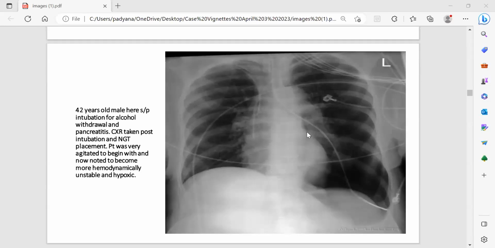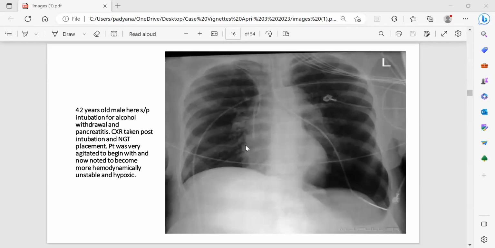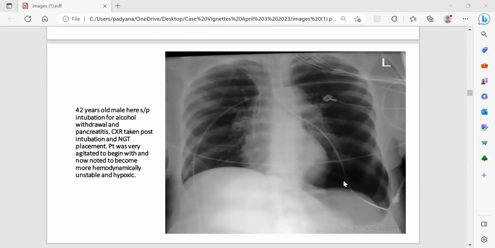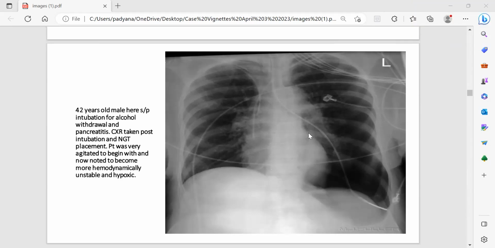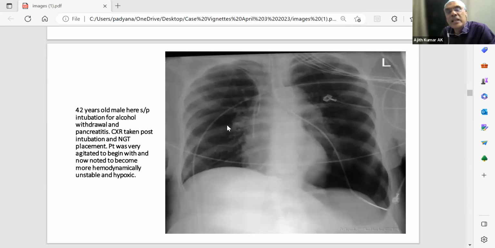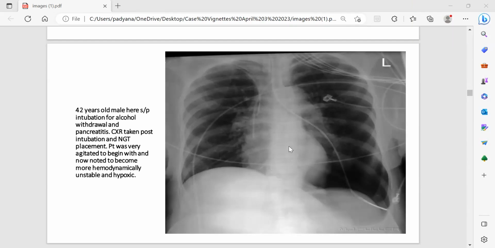So the left side looks hyperlucent. For somebody who's hypoxic, that seems to be quite hyperlucent, isn't it? And what else is there on the left side? The RT is probably in the pleura. Looks like a thinner tube, more like a nasojejunal tube. It doesn't look like a classic Ryle's tube. Anyway, that's fine.